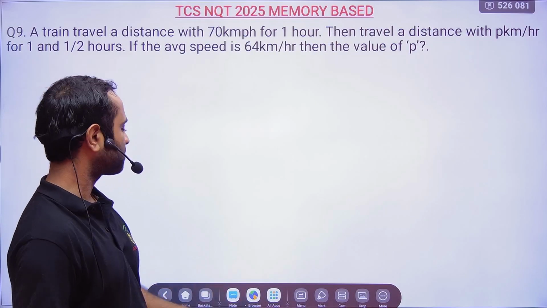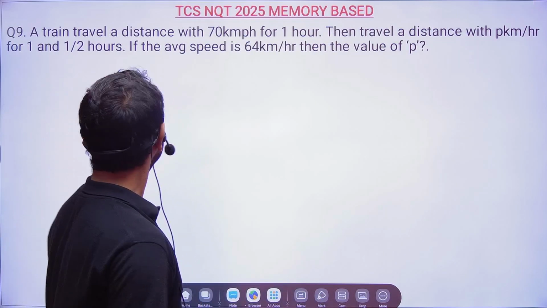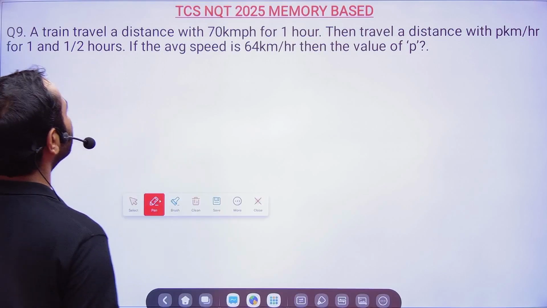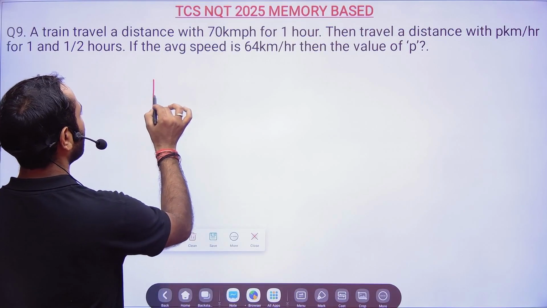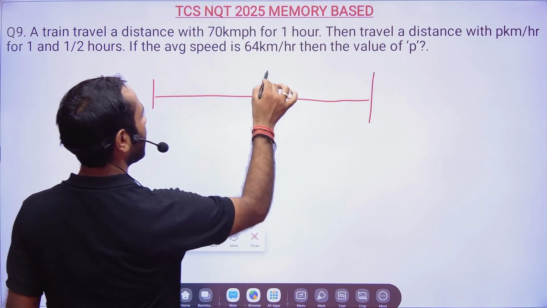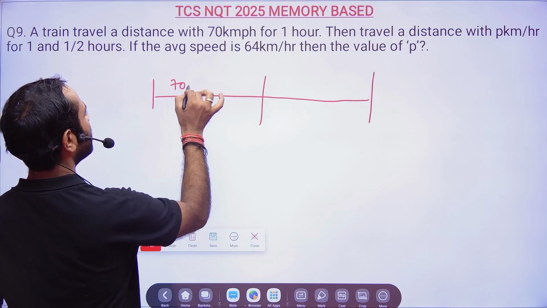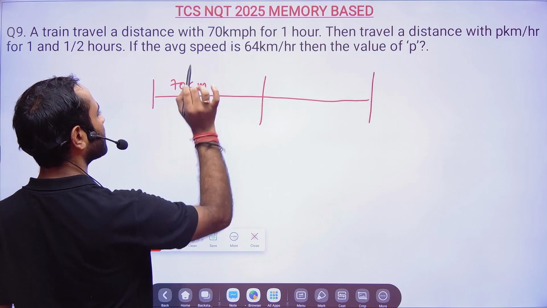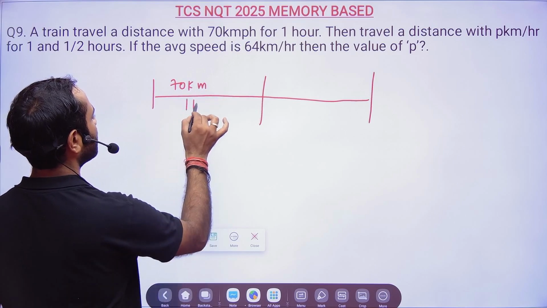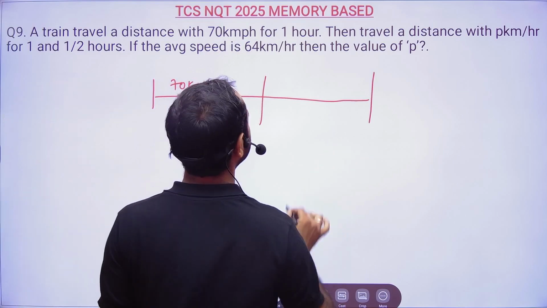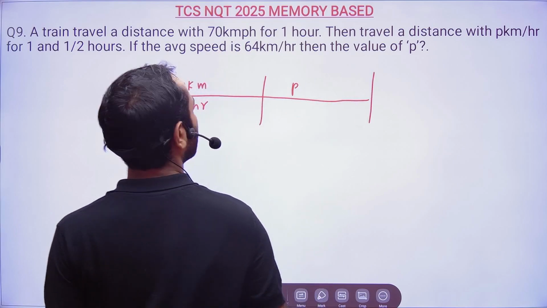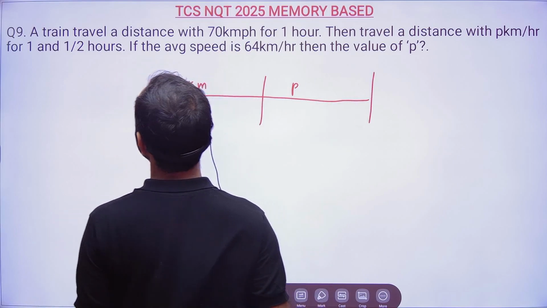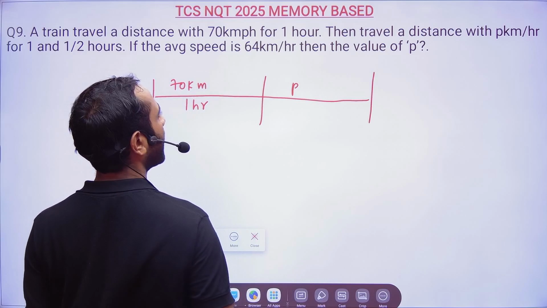Now friends, the next problem, question number 9. Question number 9 says a train travels a distance with 70 km per hour for 1 hour. So a train is covering 70 km per hour, that means in 1 hour 70 km. The time is 1 hour. And then travels a distance with p km per hour, that means in 1 hour p kilometers. So travels a distance with p km per hour for 1.5 hours.